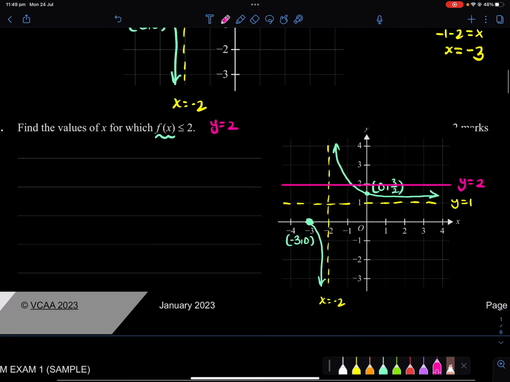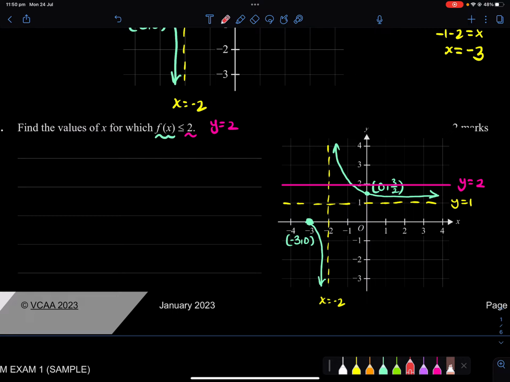So what we want to do is think about it like this. f of x must be less than or equal to 2. So we want f of x to be less than 2. So where in the graph is f of x less than 2? So when it's in the graph, is the blue graph less than the pink graph? Let's look for those.